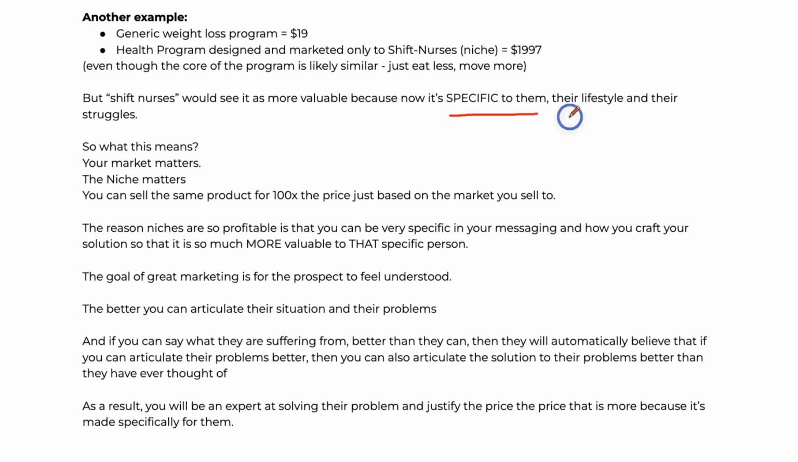It's specific to their lifestyle. It's specific to their struggles. It's specific to their routine. It's specific to their schedule. And so what does that mean? It means that the market matters, the niche matters, and you can sell the same product for 100x the price just based on the market that you actually sell to.